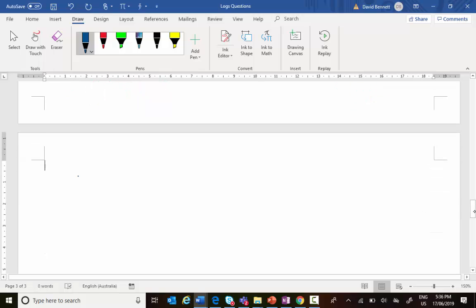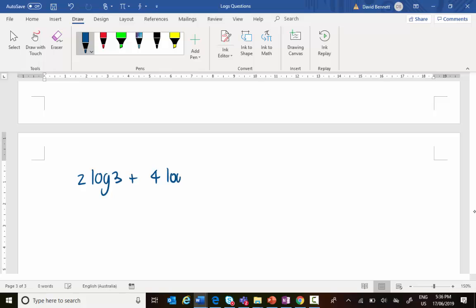Right, so if I had something like 2 log of 3 plus 4 log of 2, then what I do is I simply write this as log of 3 to the power of 2 plus log of 2 to the power of 4. Then I can write that as log of, now 3 squared is going to be 9, plus now 2 to the power of 4 is 2 times 2 is 4, times 2 is 8, times 2 is 16. Okay, so I can write that as log of 16.